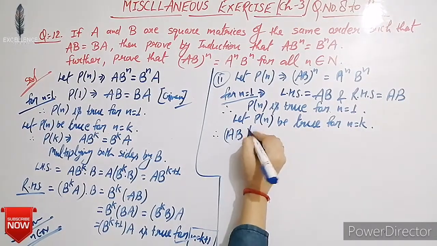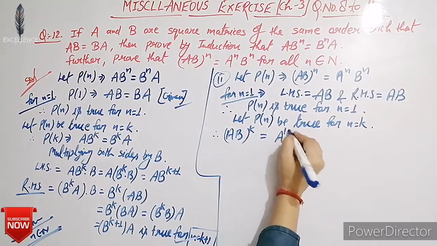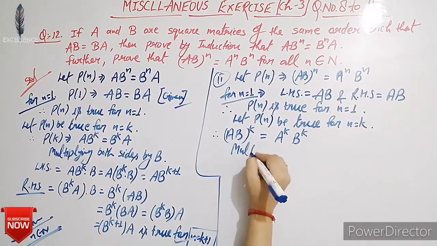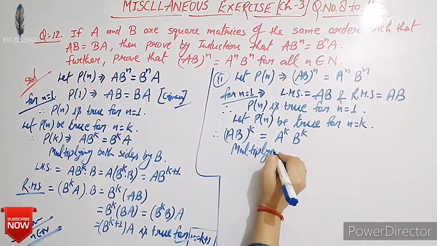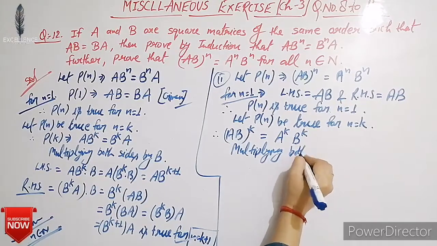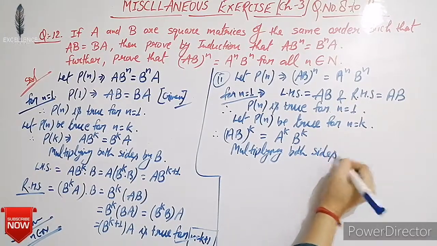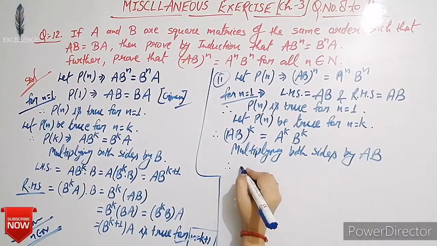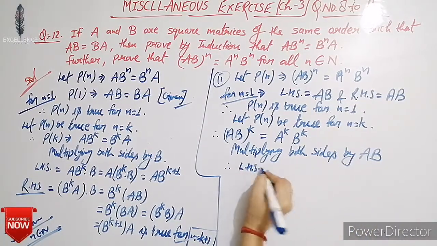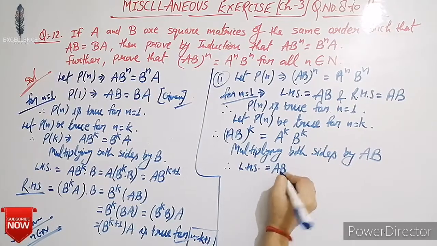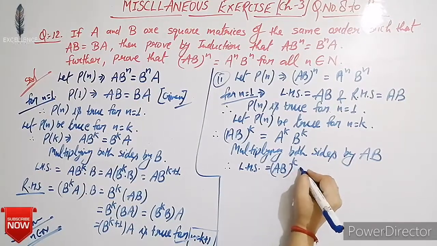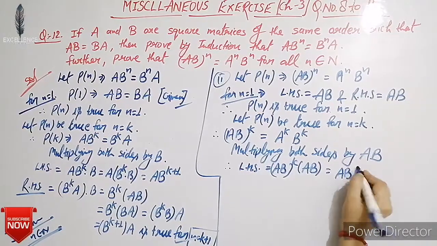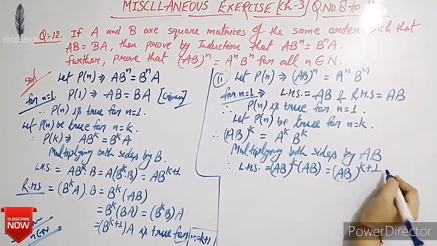So AB whole power k is equal to A to the power k, B to the power k. Now multiplying both sides by AB, we get LHS is equal to AB whole power k into AB. That can be written as AB whole power k plus 1.